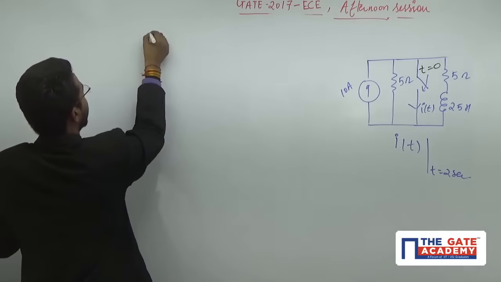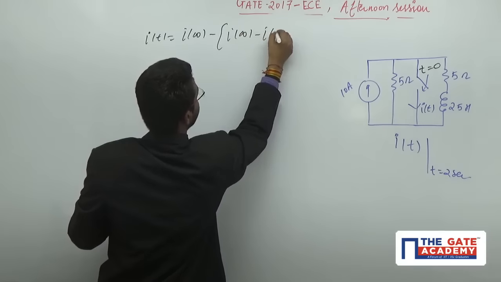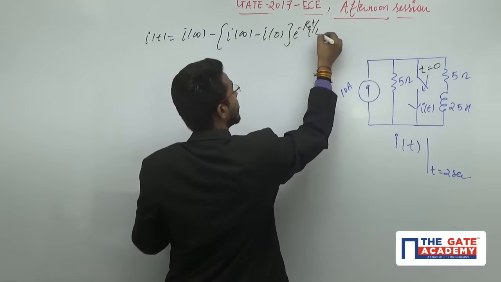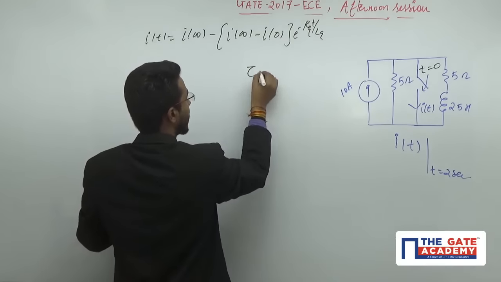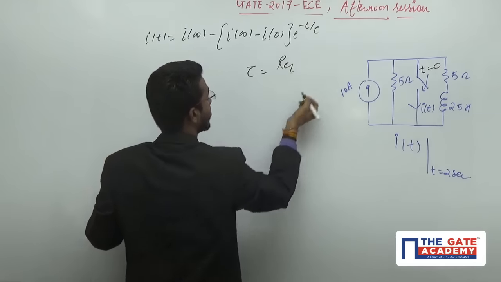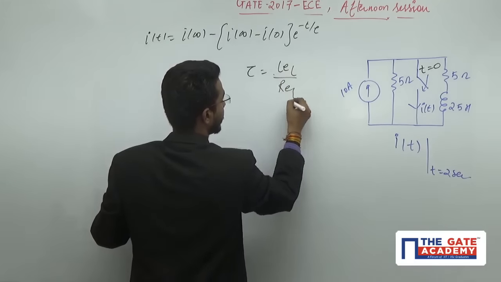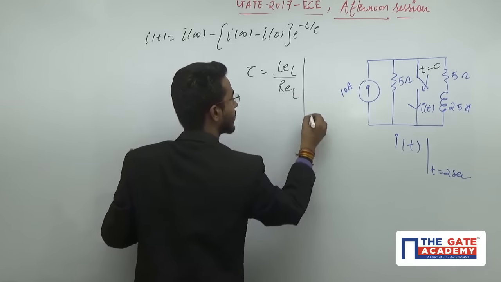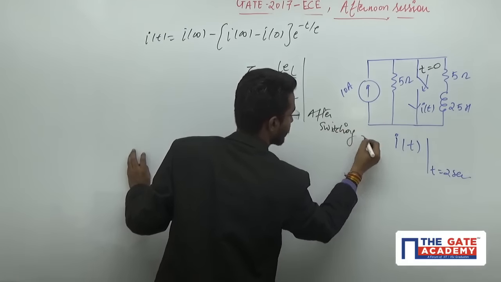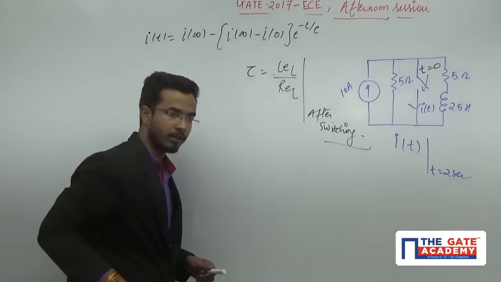We know the shortcut: I of t is equal to I of infinity minus I of 0, e raised to minus Rt by L. This R is R equivalent and L equivalent, that means tau is equal to L equivalent divided by R equivalent, so we can write e raised to minus t by tau. And these two equivalents are after switching. We have to calculate after switching only, not before switching. That means we will calculate from here.